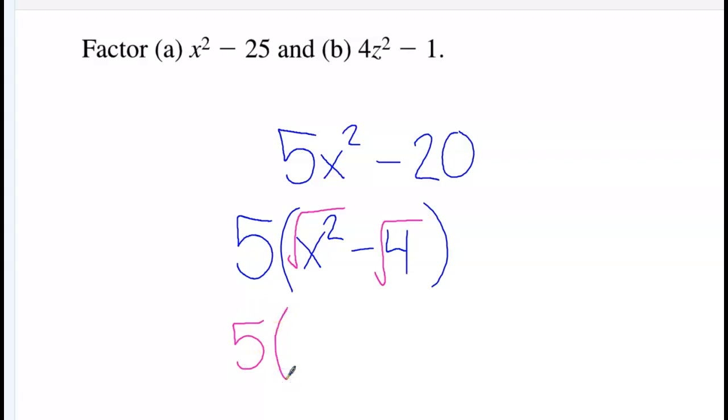What's the square root of x squared? X. And the square root of 4? Plus or minus 2. So x plus 2 and x minus 2. Yes. So sometimes when you look at it and think the square root rule won't work, see if there's something you can pull out first and then use the square root rule.